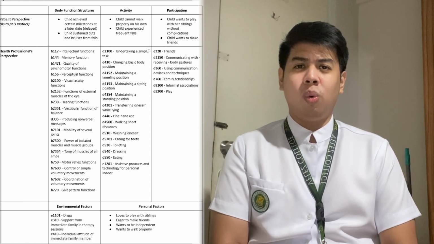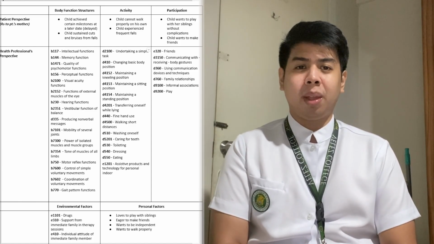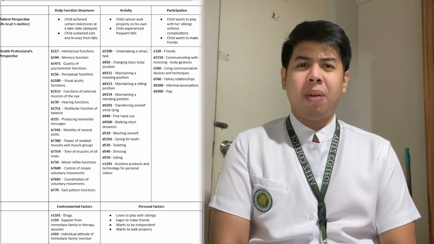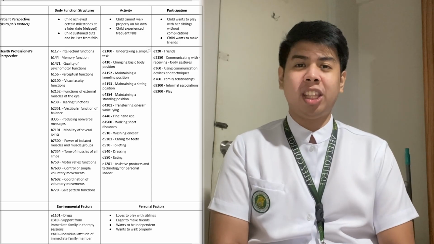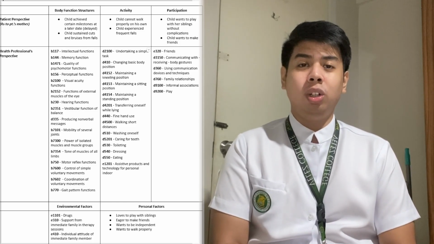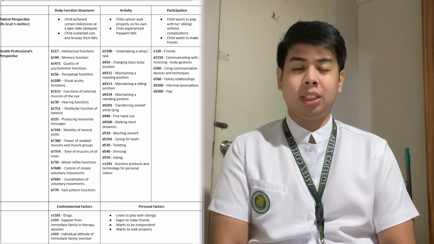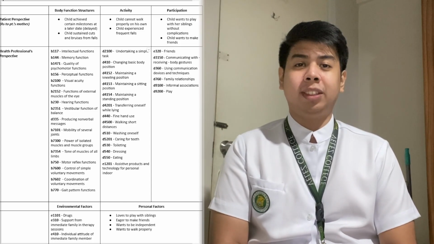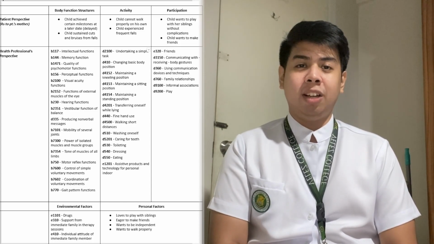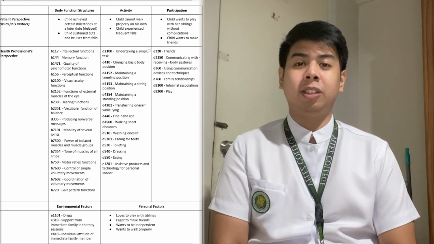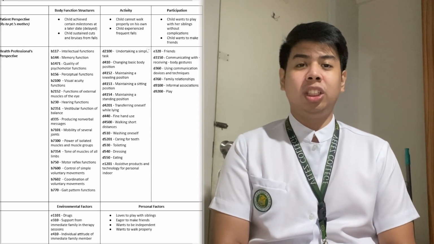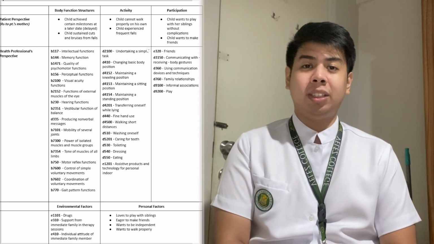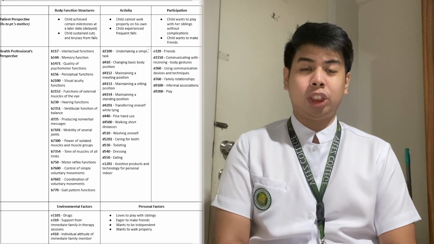B7101, mobility of several joints, B7300, power of isolated muscles and muscle groups. B7354, tone of muscles of all limbs. B750, motor reflex functions. B7600, control of simple voluntary movements. B7602, coordination of voluntary movements. And B770, gait pattern functions.